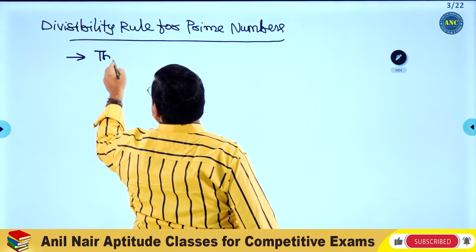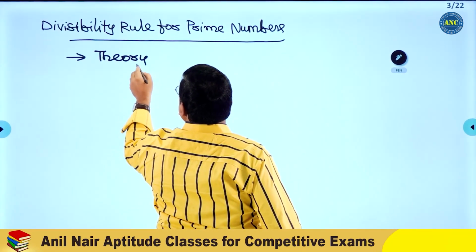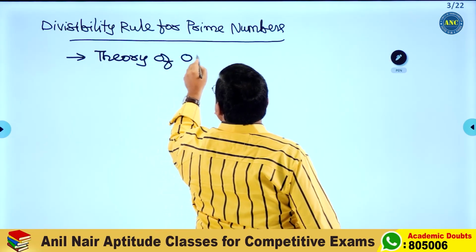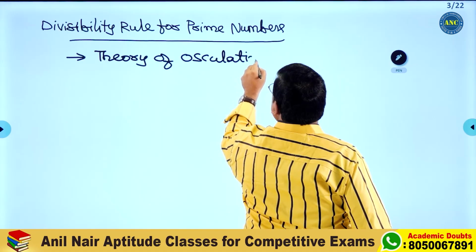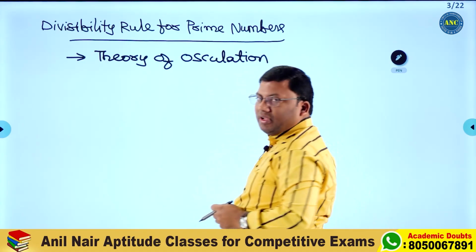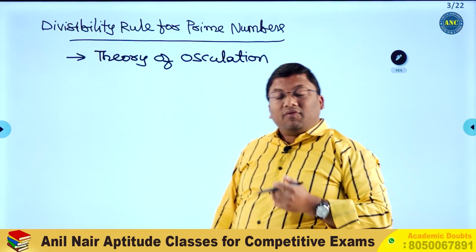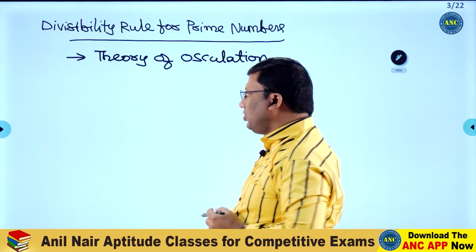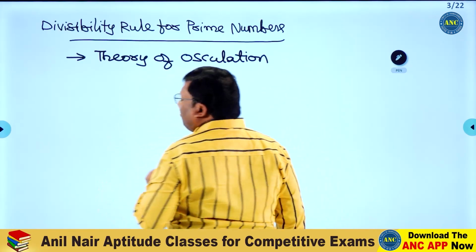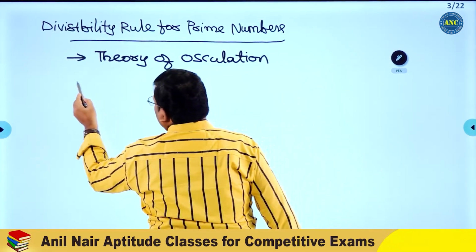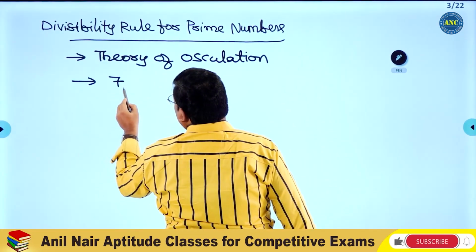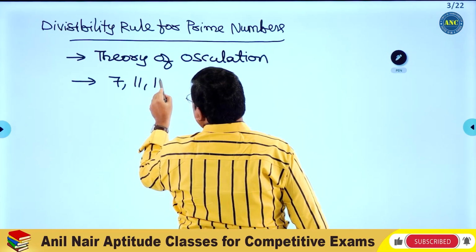Theory of osculation is an extremely important concept to find out the divisibility rule of a prime number. Once we understand the theory of osculation, we can develop the divisibility rule of any prime number. Then we will find the divisibility rule for 7, 11, 13.